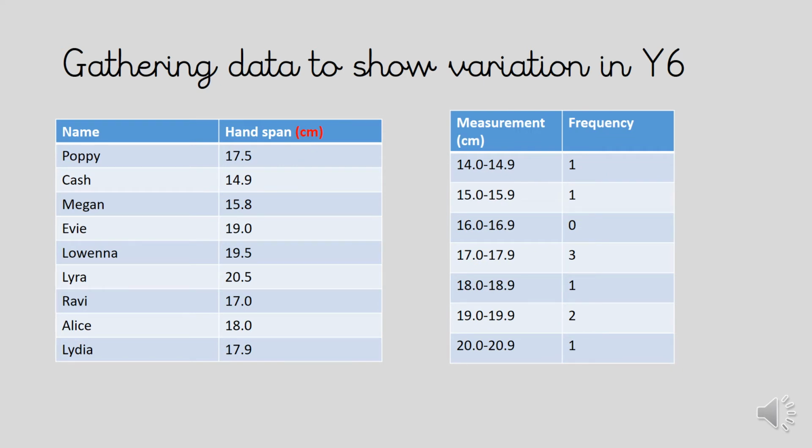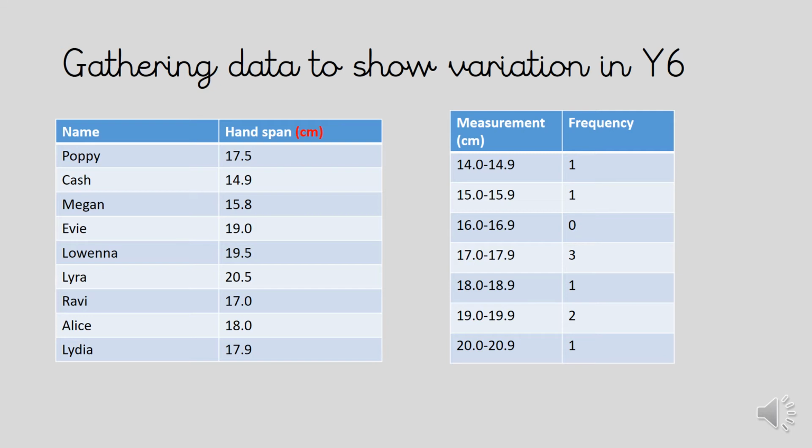So we decided that we would actually like to do something with this data and look at the frequency. So we've got a frequency table on the right. Can you see the frequency table? That frequency table measures how often each of the measurements comes up.